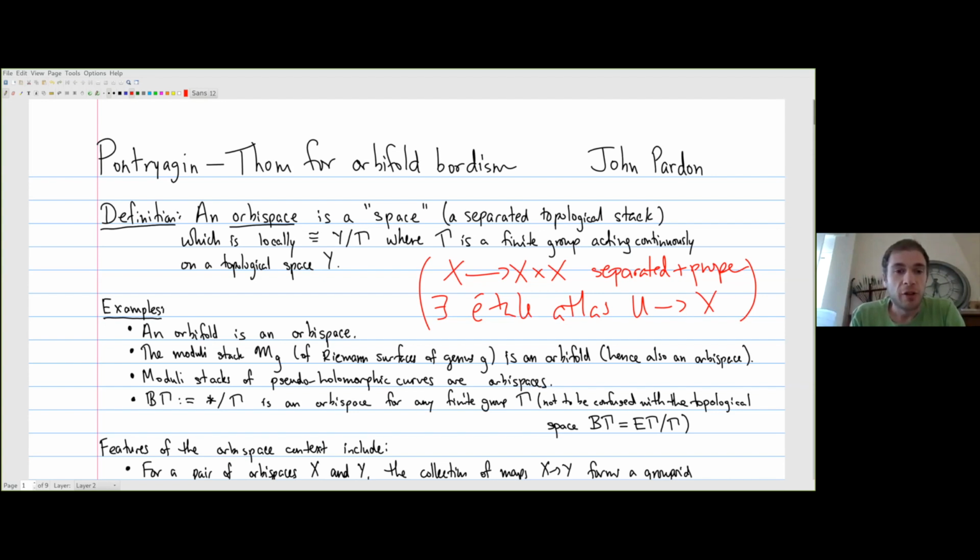Great. So finally, a very basic example of an Orbispace is just a point modulo the trivial action of some finite group Γ. That's blackboard bold BΓ, which should not be confused with the topological space BΓ, which is Roman B. When I say them it's not really possible to distinguish, but written they're not the same. Okay, so let's keep going.